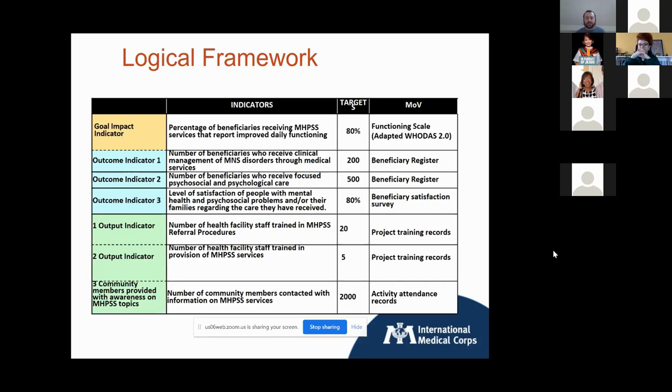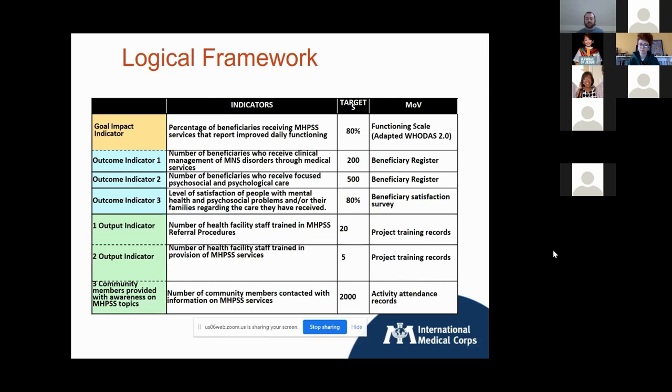Outcome indicator one is quantitative: number of beneficiaries who receive clinical management of MNS disorders through medical services. The target set here is based on a number of factors, including the capacity of staff, the resources that we have available, the estimated level of need within the community, as well as the population of the community that is being supported and serviced by this primary healthcare facility and these MHPSS service providers.